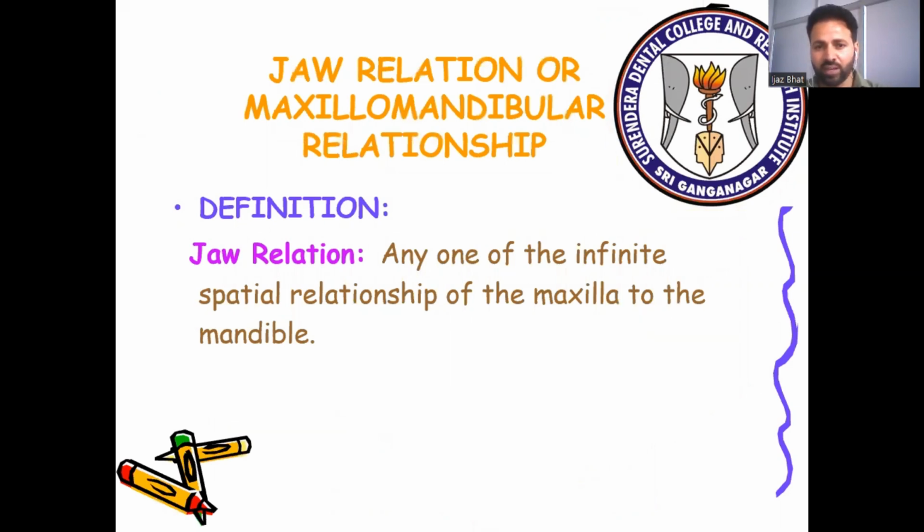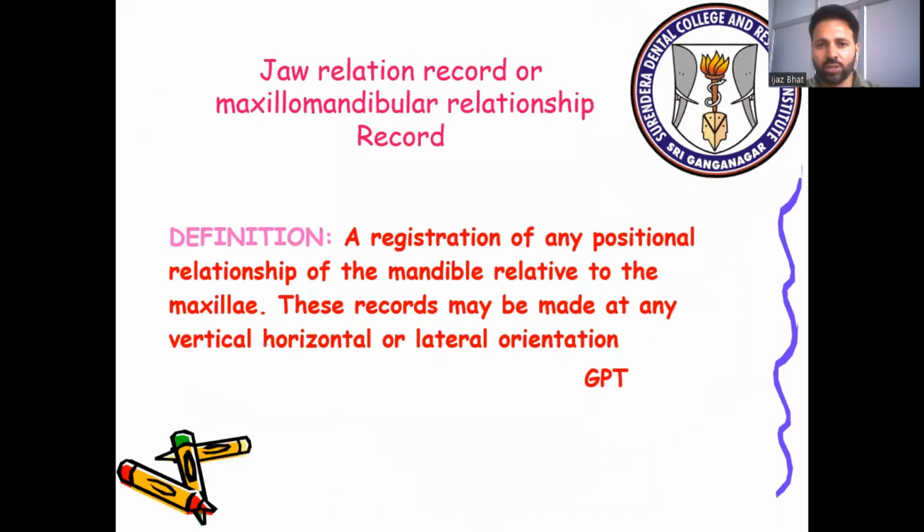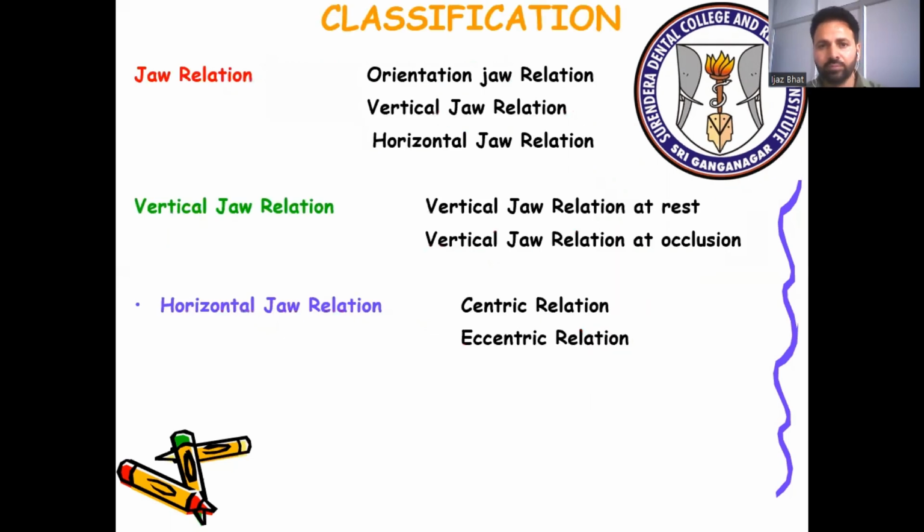It is defined as any one of the infinite spatial relationships of the maxilla to the mandible. Jaw relation record or maxillomandibular relationship record, according to definition, is a registration of any positional relationship of the mandible relative to the maxillae. These records may be made at any vertical, horizontal, or lateral orientation.